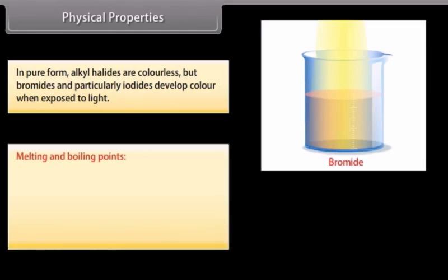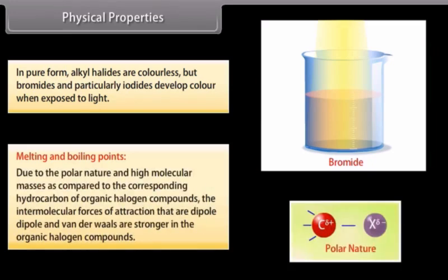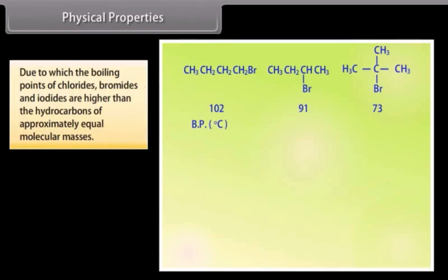Melting and boiling points. Due to the polar nature and high molecular masses as compared to the corresponding hydrocarbon, the intermolecular forces of attraction, that are dipole-dipole and van der Waals, are stronger in the organic halogen compounds, due to which the boiling points of chlorides, bromides and iodides are higher than the hydrocarbons of approximately equal molecular mass.